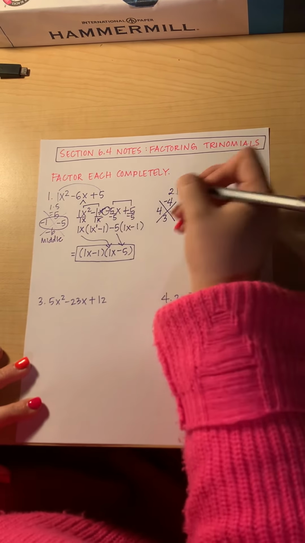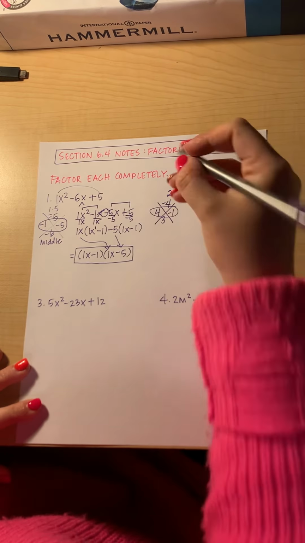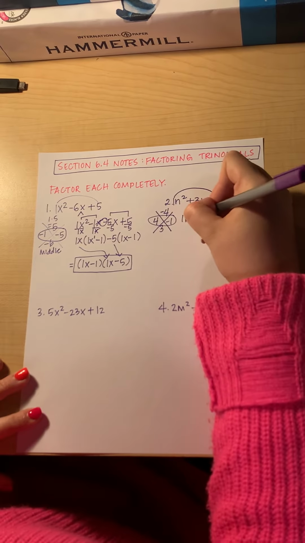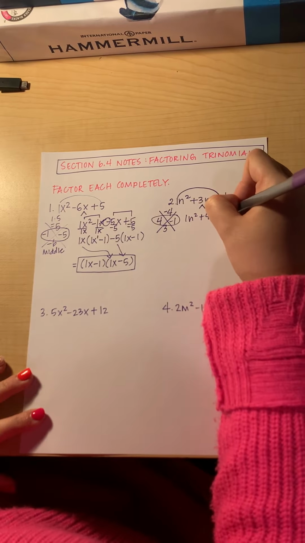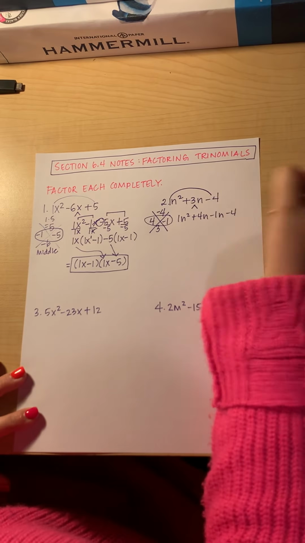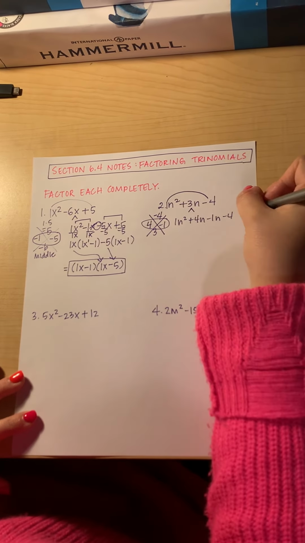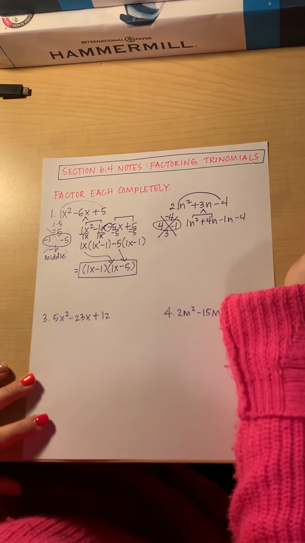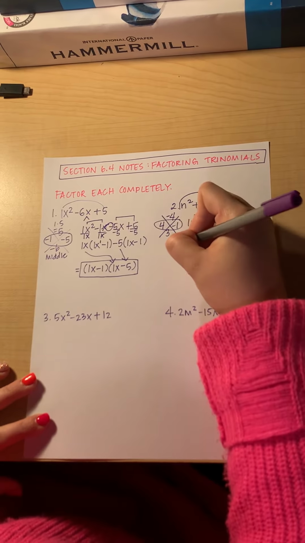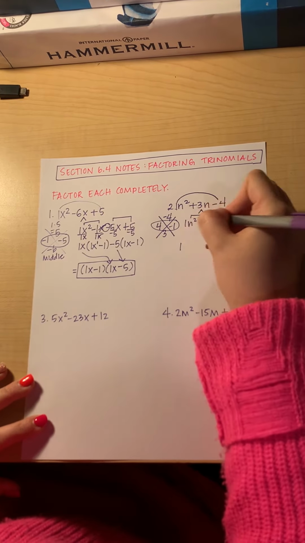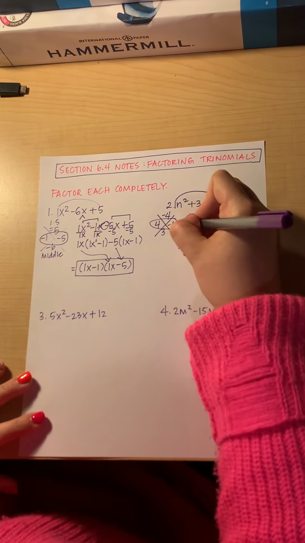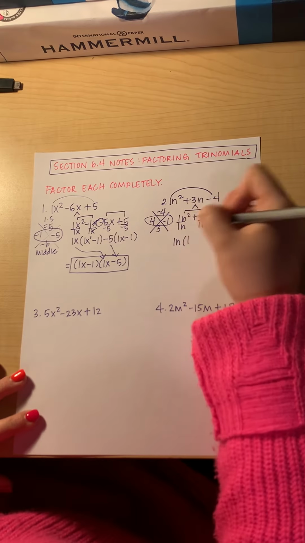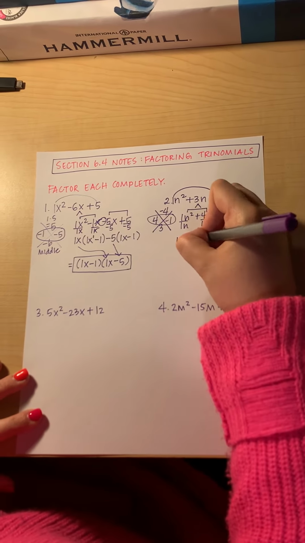So I'm now going to break up that middle term with those two numbers. So I write 1n squared, and then plus 4n, then minus 1n, and finally minus 4. Now that we have 4 terms, we're going to do grouping again. In group 1, the biggest number that goes into 1 and 4 is 1, and we know we can only take out an n. So that's what we divide by. 1 divided by 1 is 1, and n squared divided by n is n.